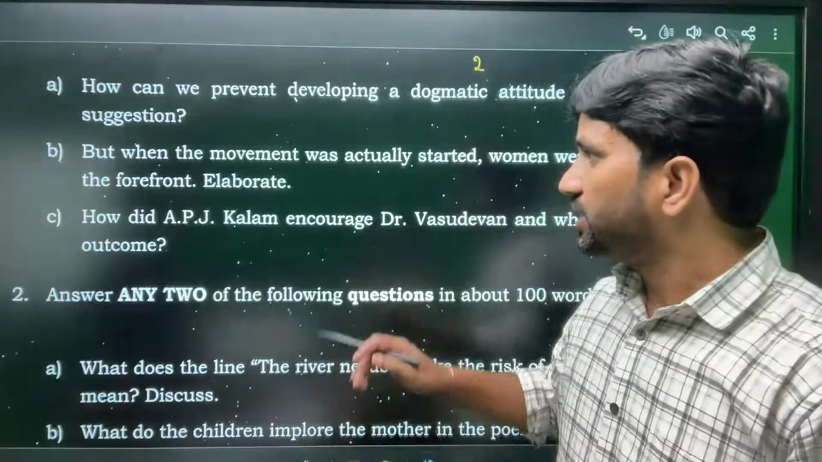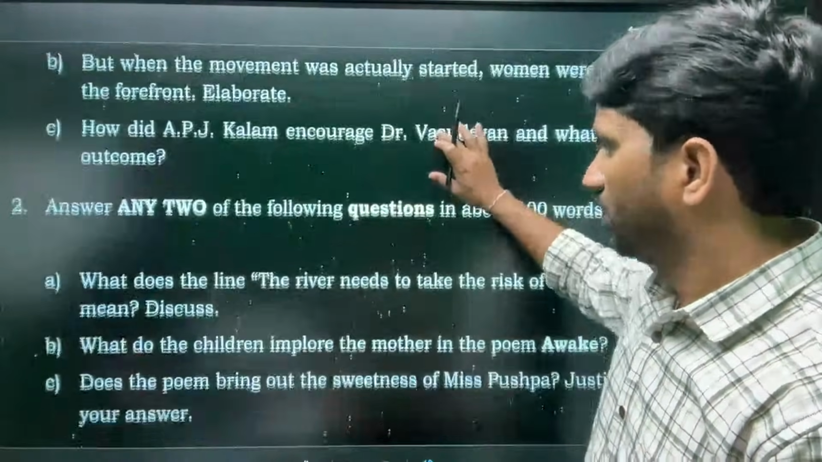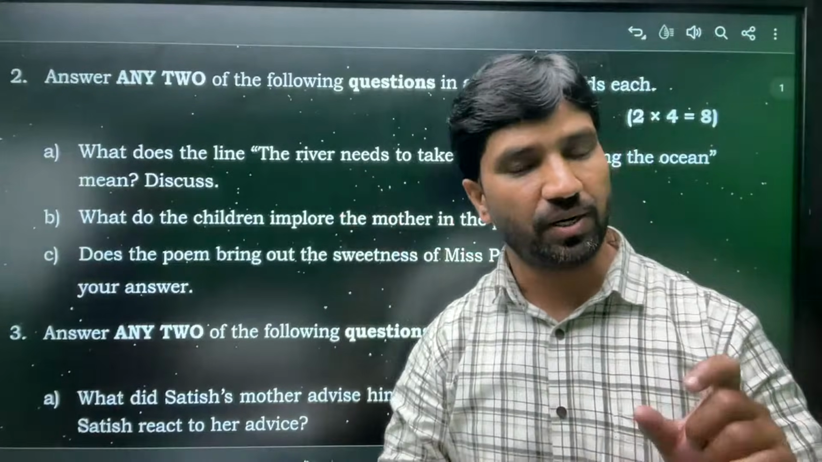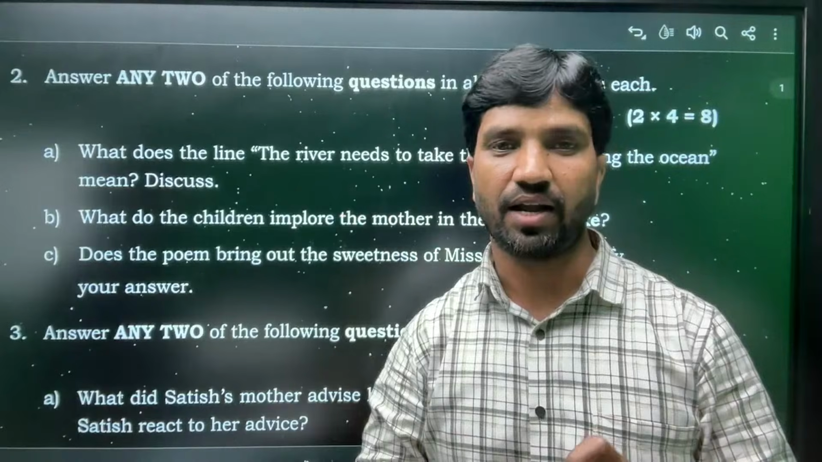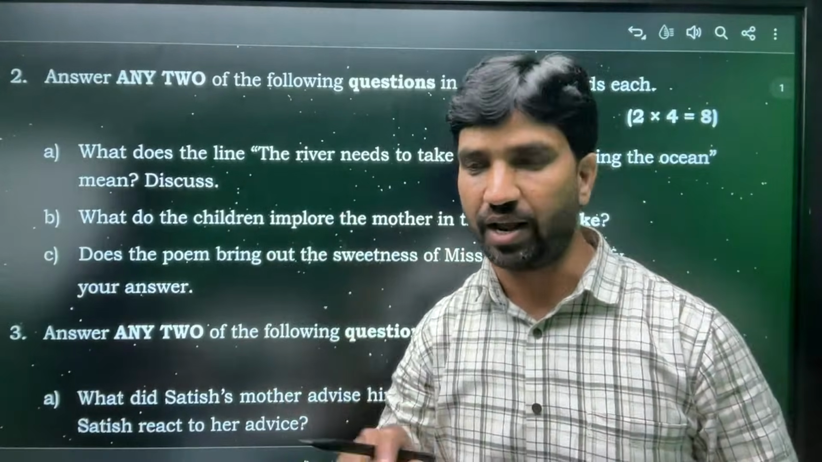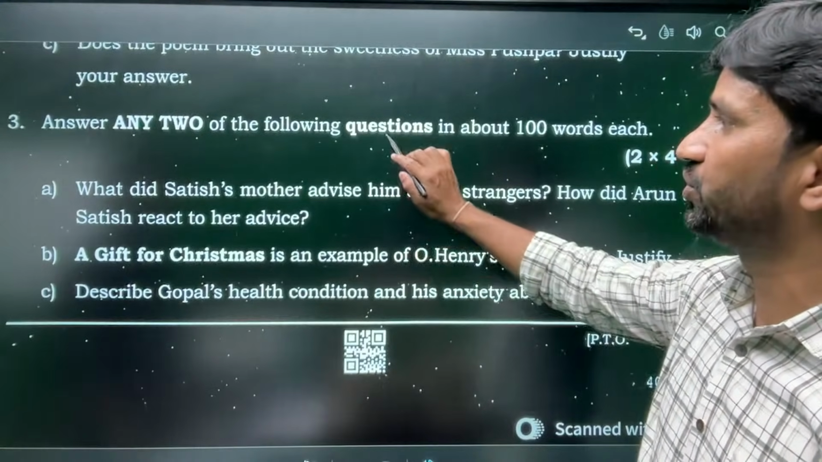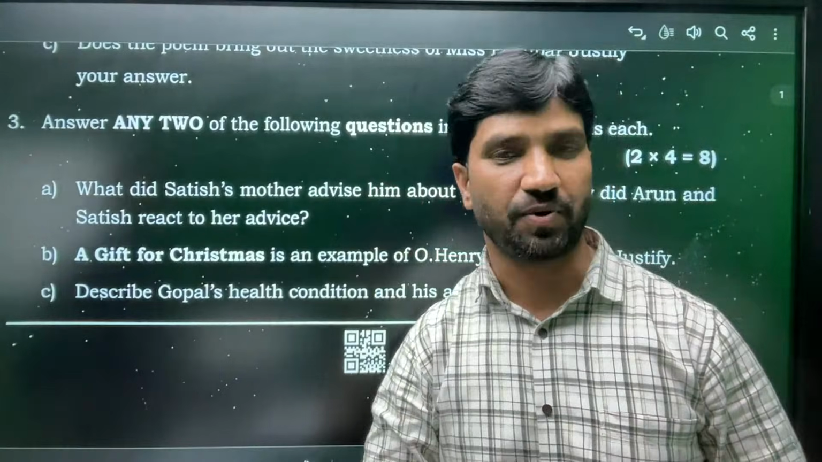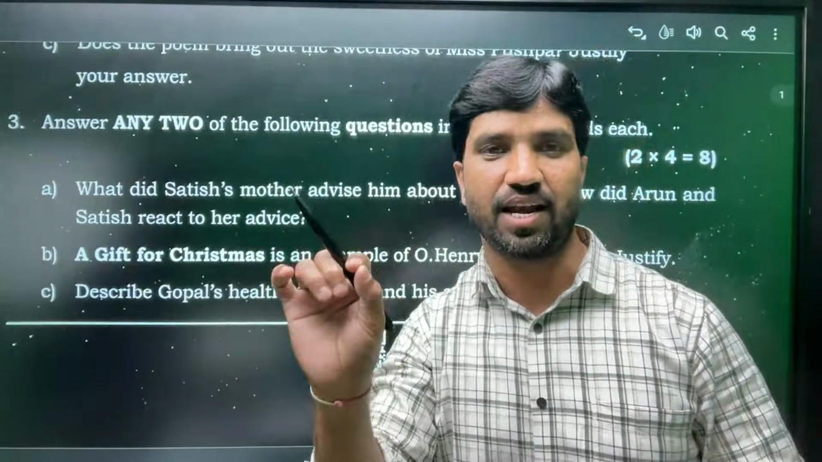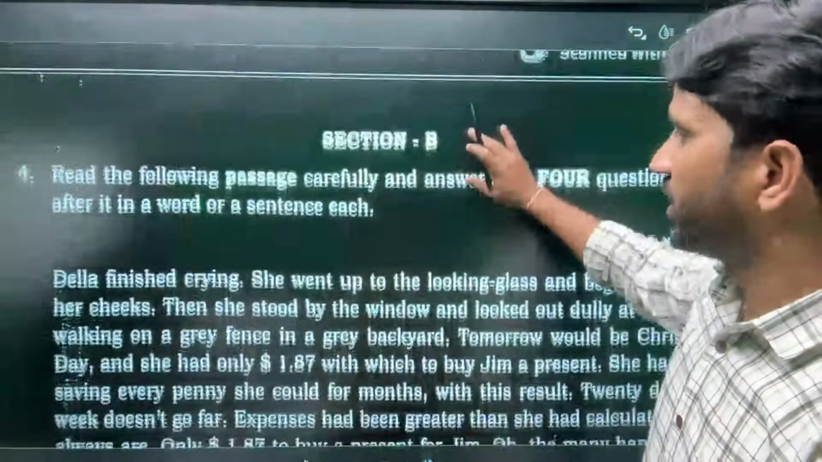I'll explain. See here, these are 3 questions from prose, and the next are from poetry. Say the above question has been taken from the poem, giving the poem name and the poet's name. The same applies here also, and the third set is 3 questions from short stories. Say the above question has been taken from the short story, giving the lesson name and writer name. After completing this, you go to Section B.